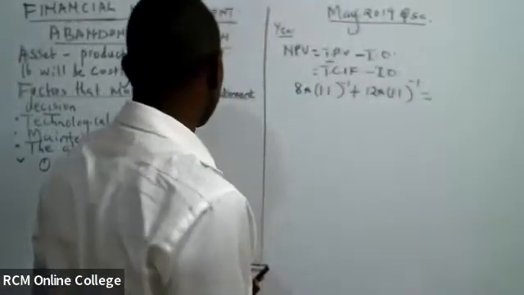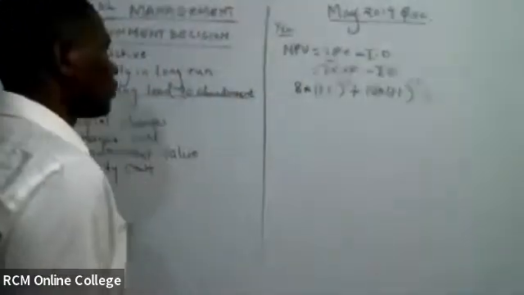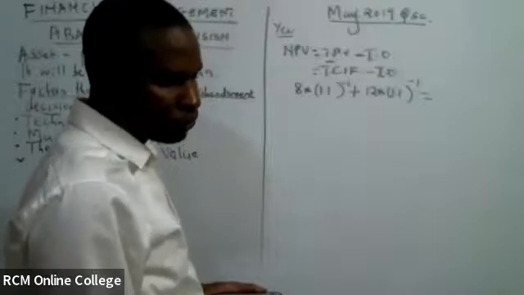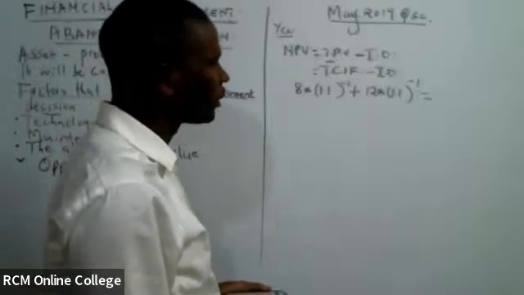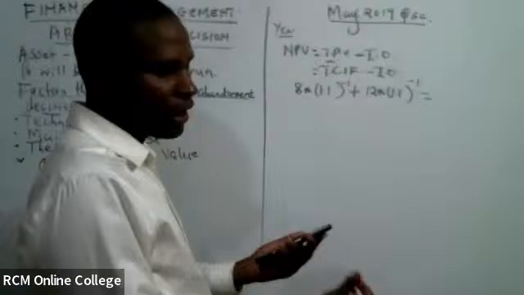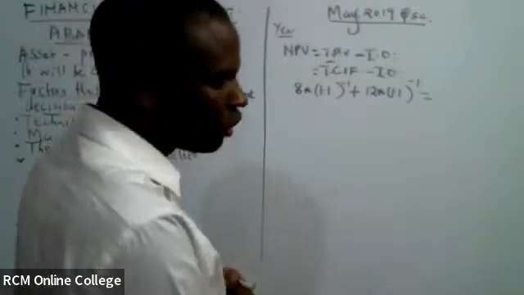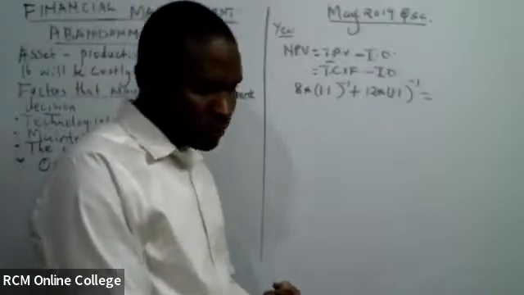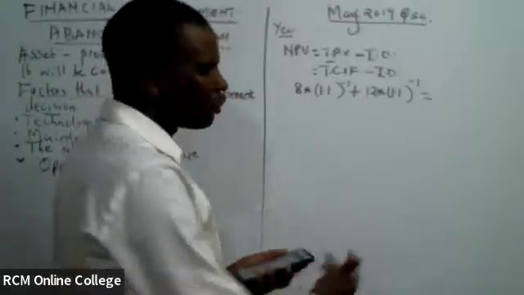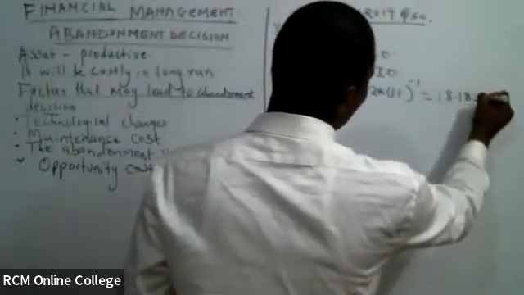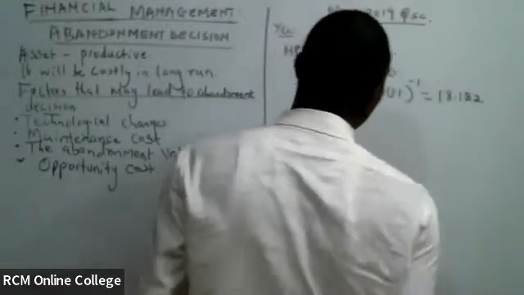Asanteni. Obsolescence. Yeah. Nipatie hii. Cost of capital is 10. So how much shall we get as the total inflows? Total cash inflows. Nipate hii faster. 18.182. So 18.182. That is very good.